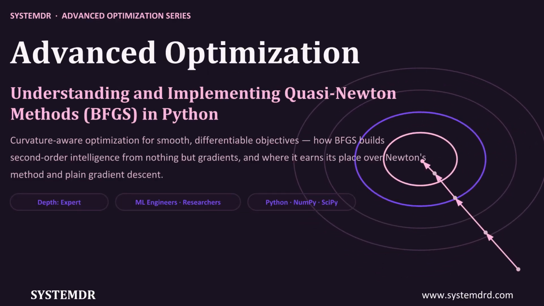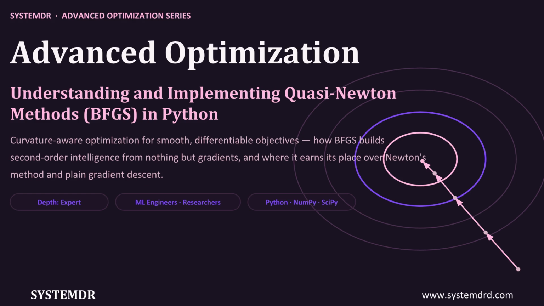Welcome, everyone. Today, we're going deep on a topic that sits right between the optimizers you already know, gradient descent, and the one you've probably heard of but never used directly, Newton's method. We're talking about quasi-Newton methods, and specifically the algorithm that made them practical, BFGS.